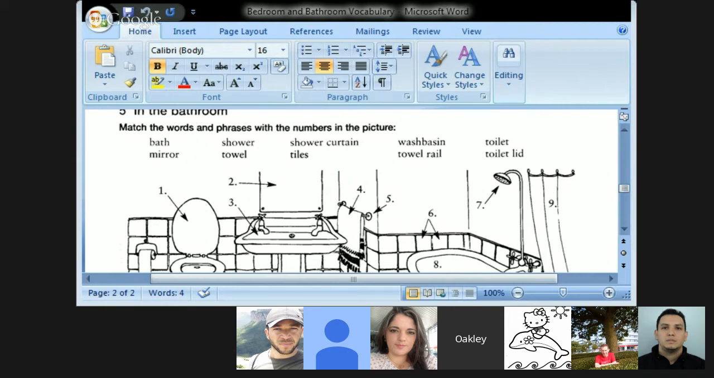Americans would refer to this as the towel rack. Rack. Towel rail? Yes. I have heard this before. Yeah, it's slightly different. Put your towel back on the towel rack when you're done. Don't just throw it on the floor. Yeah, like that.